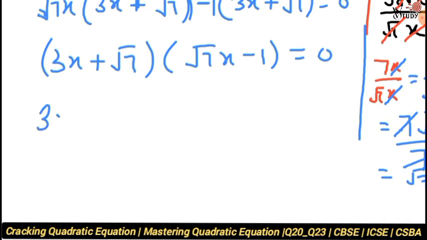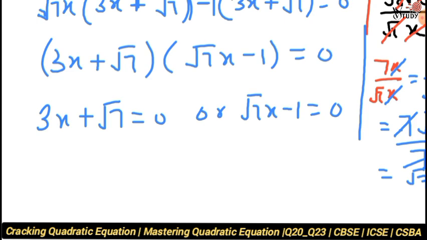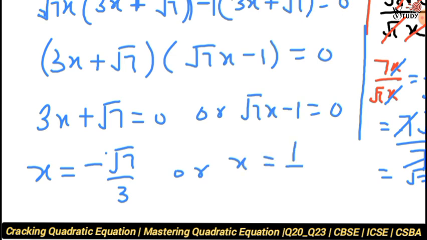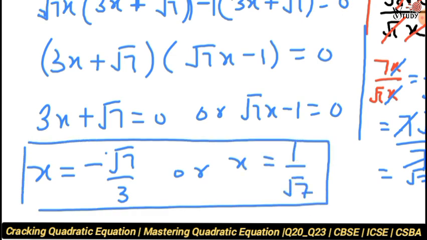Now put 3x plus root 7 is equal to 0, or root 7x minus 1 is equal to 0. Now x is equal to negative root 7 by 3, or x is equal to 1 by root 7. This is the answer of this quadratic equation. Thank you very much.